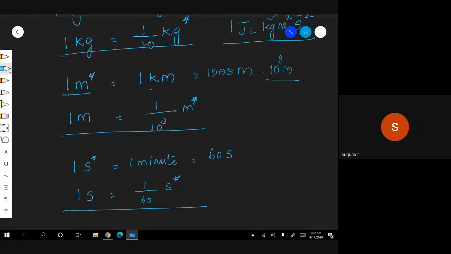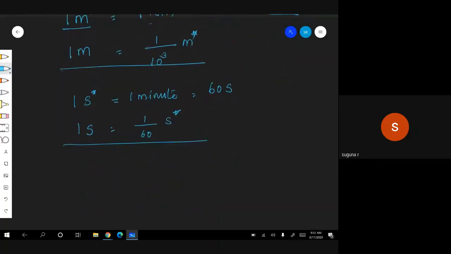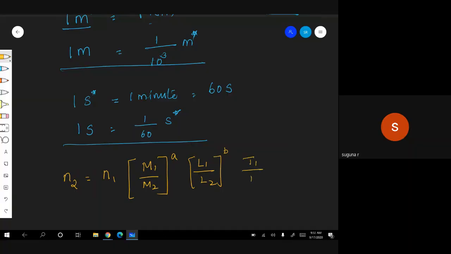So now you have to go for the formula. What is the formula? N2 is equal to N1 into M1 by M2, the whole raised to the power A, L1 by L2 raised to the power B, then T1 by T2 raised to the power C. That's it. Okay. Is it clear?